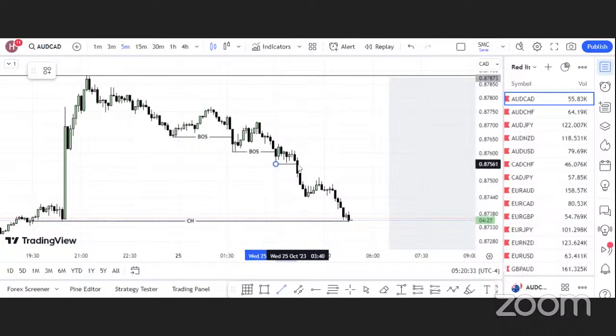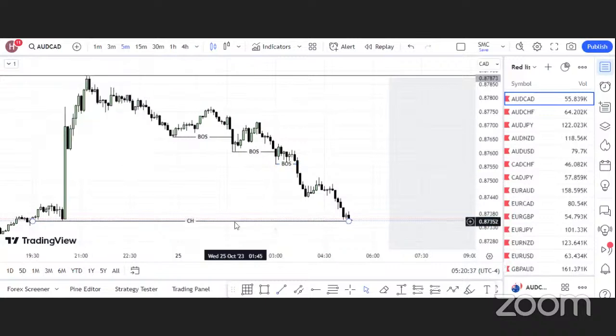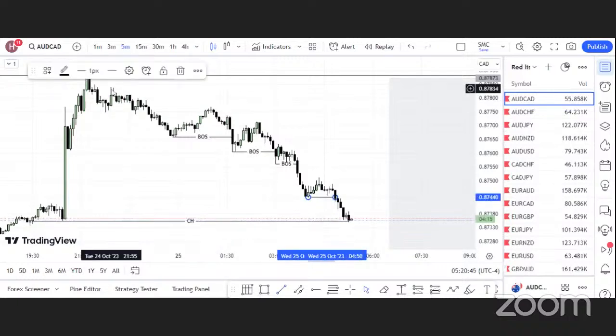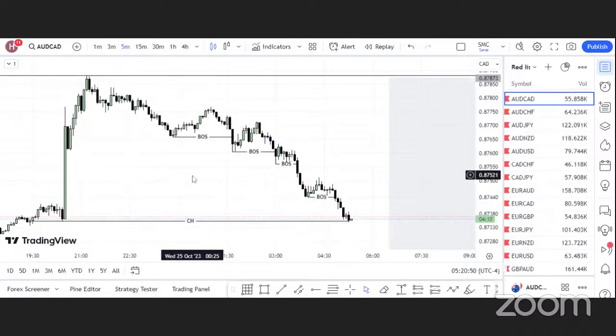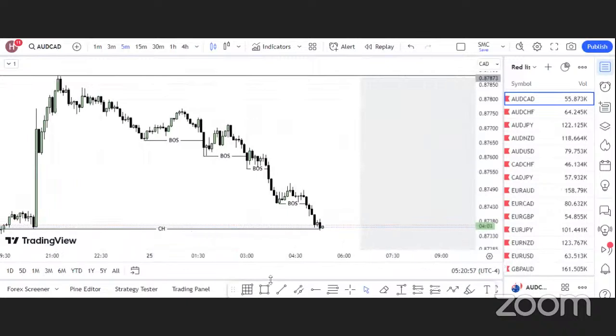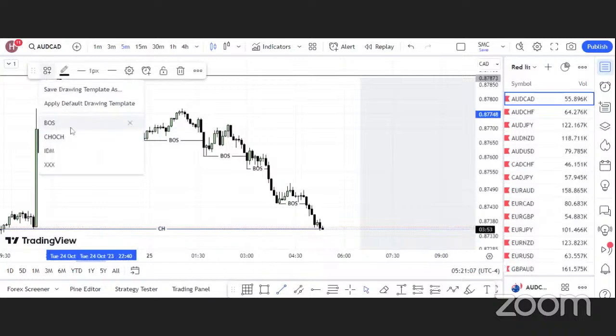Guys, this is how you do your top-down analysis, okay? So that you get a proper entry. You only get a proper entry when everything aligns. So right now, to get everything together, you need to do everything that needs to be done. So right now we have an internal structure that is trading to the downside, right?